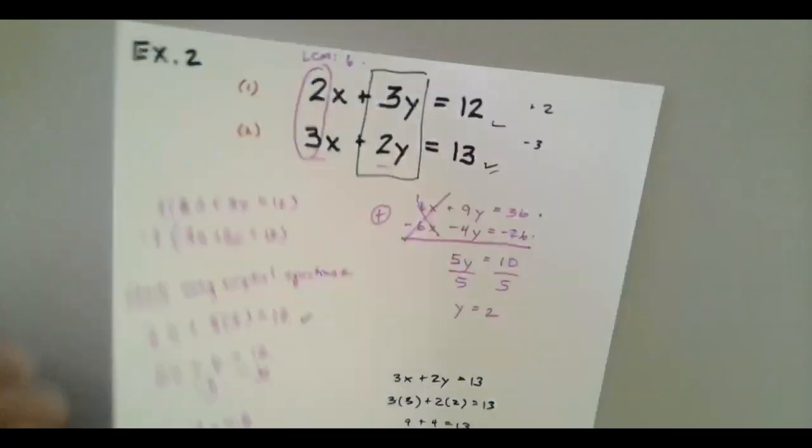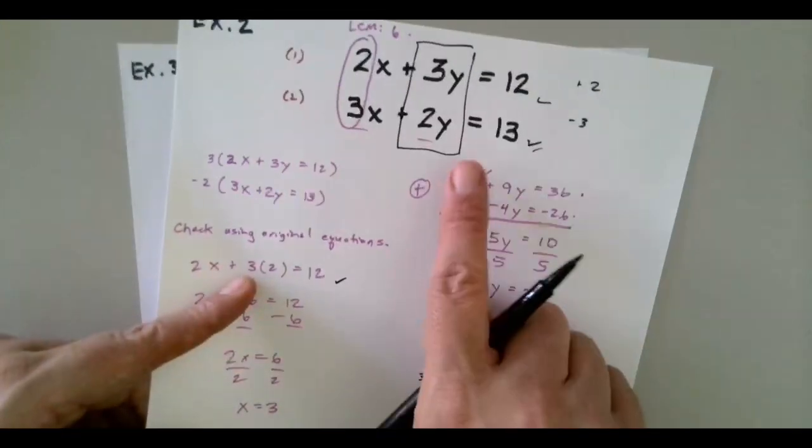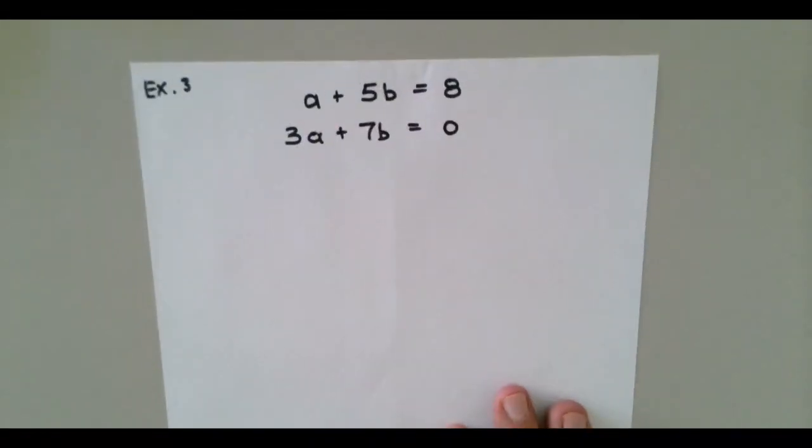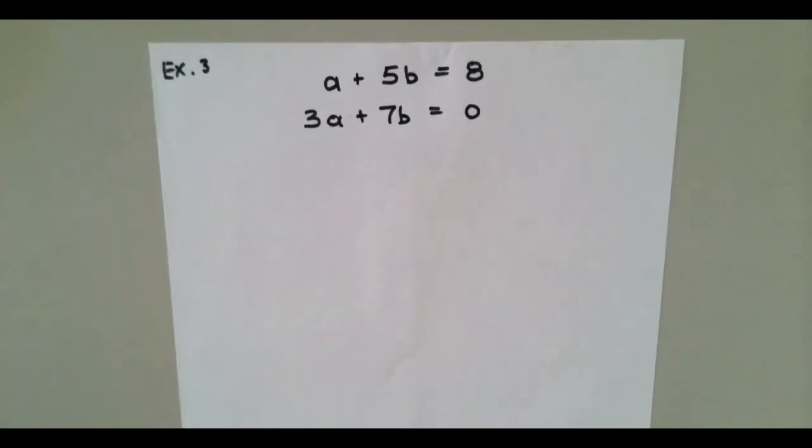Last one, and this one, try and get it on your own. It's not going to get much harder. This one is about as hard as they get. So I have a plus 5b equals 8, and 3a plus 7b equals 0. So why don't you guys try it on your own? Proctor, please pause it for a minute or two. And again, I'll go right into the answer.